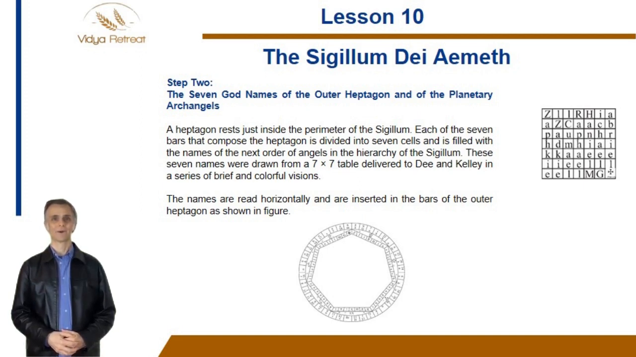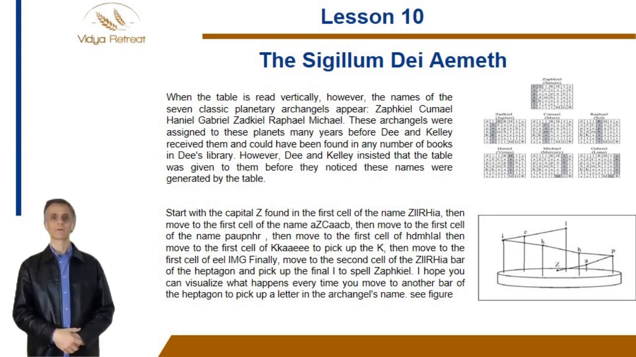These seven names were drawn from a 7x7 table delivered to Dee and Kelley in a series of brief and colorful visions. The names are read horizontally and are inserted in the bars of the outer heptagon as shown in the figure. When the table is read vertically, however, the names of the seven classic planetary archangels appear: Zafkiel, Zadkiel, Haniel, Gabriel, Madimiel, Raphael, Michael.